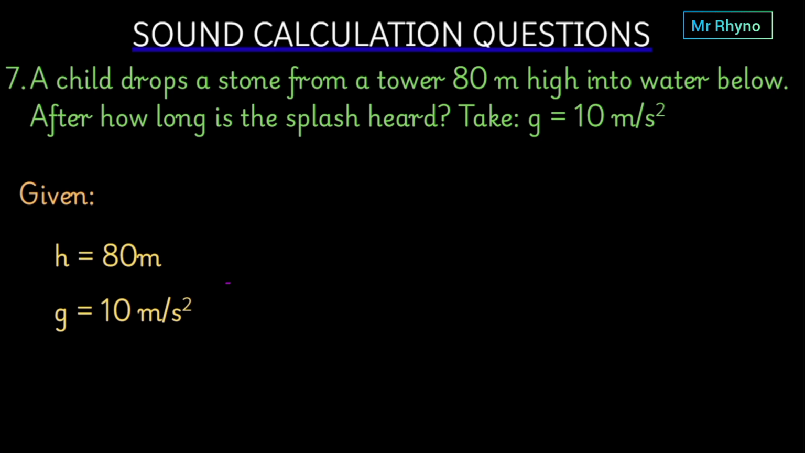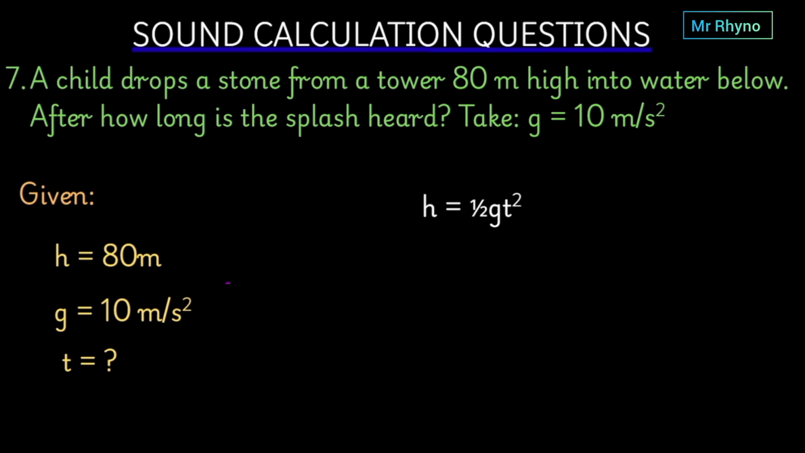We are also given the gravity as 10 meters per second squared and we need to get the value of t. There is another thing that we are given but it is hidden. We shall look at it. Now the first thing we need to get is the time taken by the stone to get to the water.